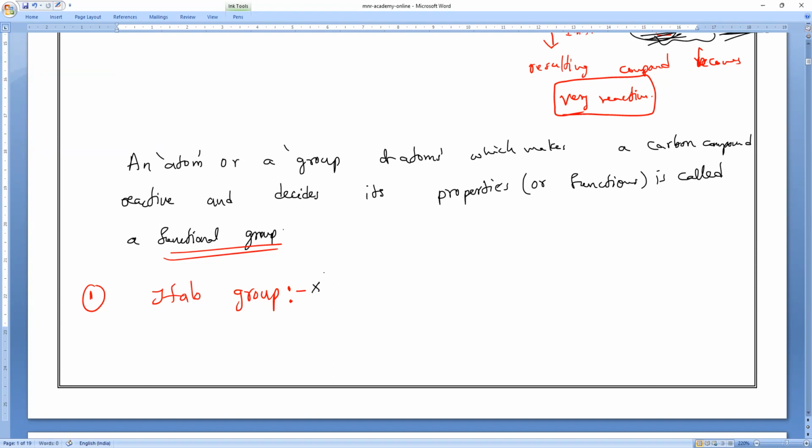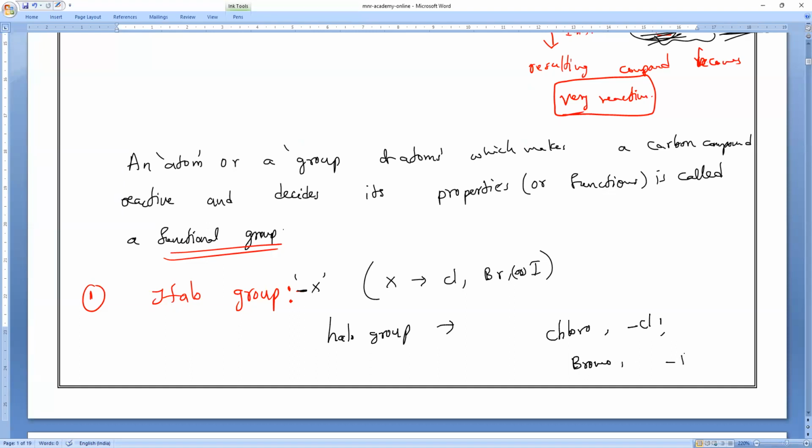The symbol for the halo group is a bond with X. So this X can be what? X can be chlorine, X can be bromine, and X can be iodine. So the halo group can be chloro, meaning Cl, or bromo, that is Br, or iodo, for which we write I.